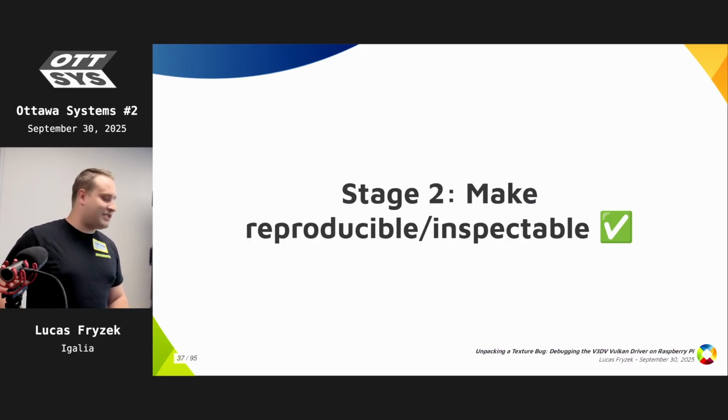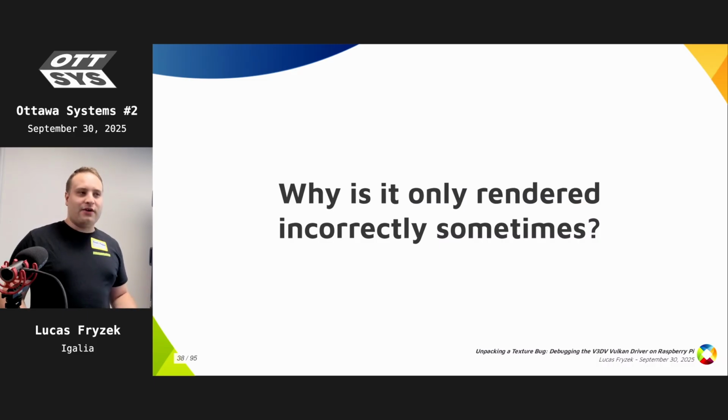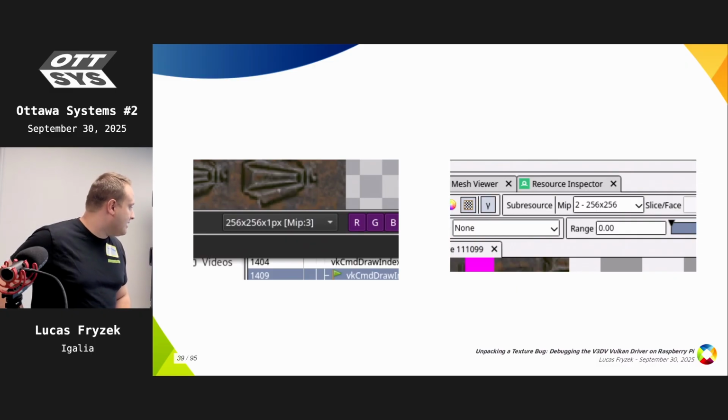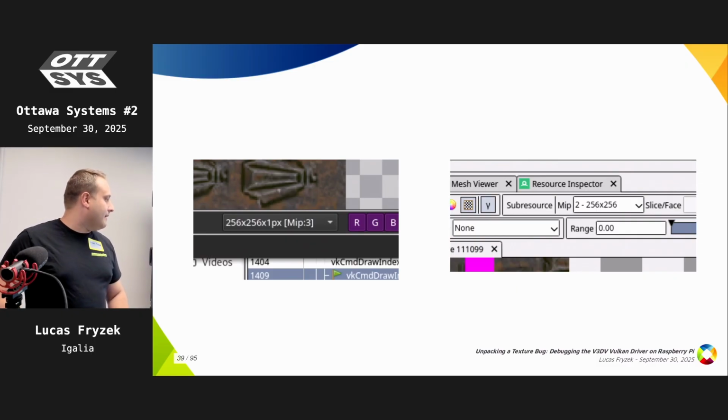So the question I'm going to ask myself now is, why is it only rendered incorrectly sometimes? You saw in the first image that most of it looked okay, but on some weird edges it was purple, but probably 80% of it looked fine. So let's start looking for some weird things within RenderDoc to get a better idea about why it's failing in this specific case.